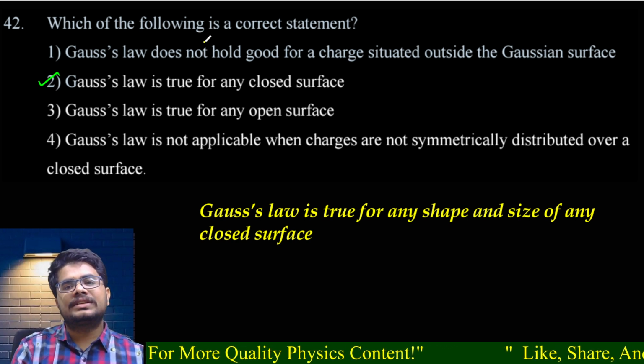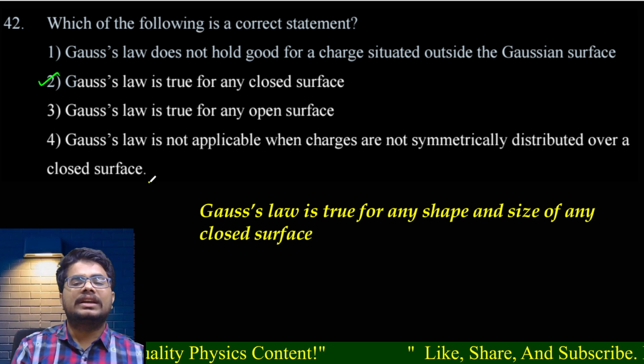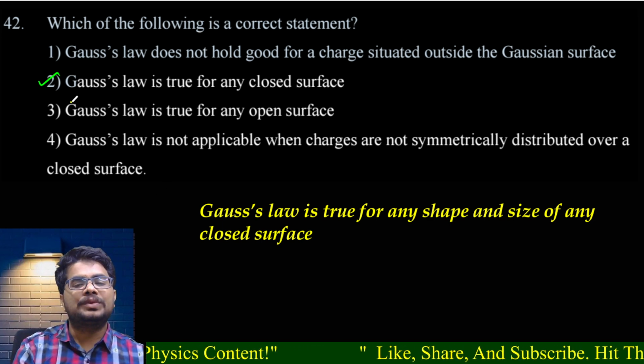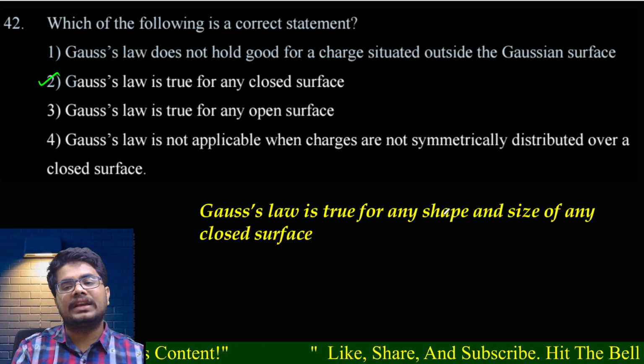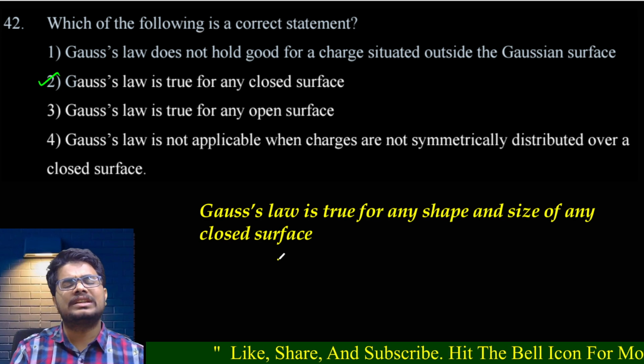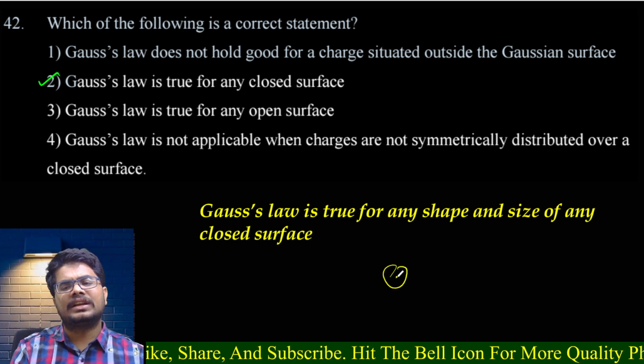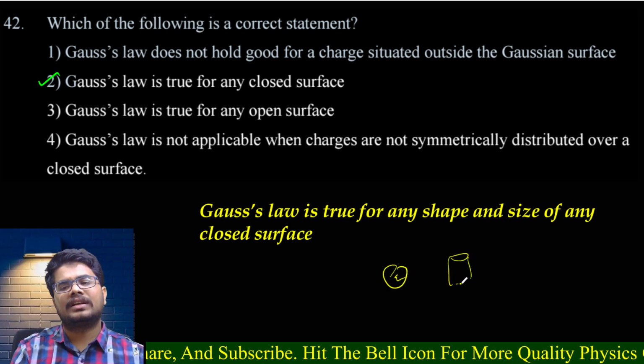Which of the following is a correct statement? Option 2 is correct. Why? Because Gauss law is true for any shape and size, but it should be a closed surface. For example, a sphere, where I place a charge q inside the sphere. One cylinder you take, place the charge inside. What will happen?